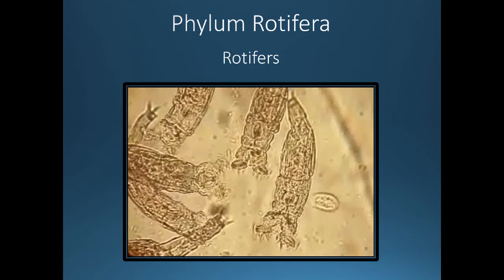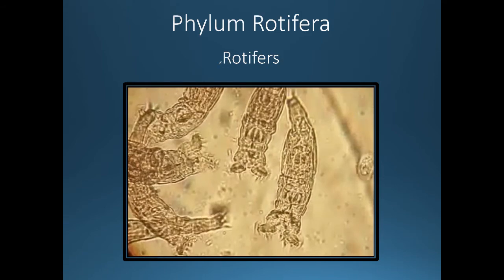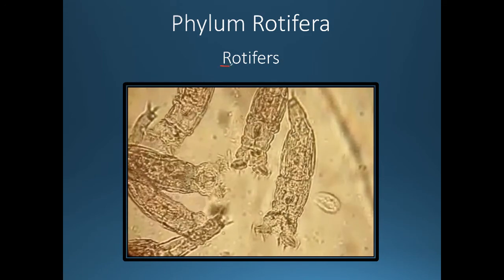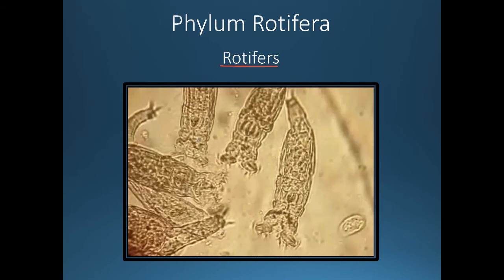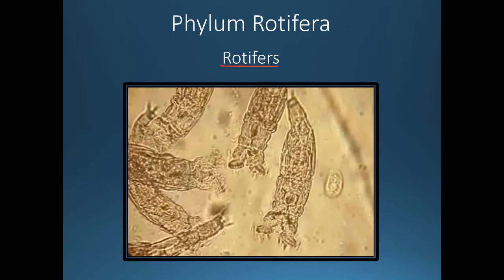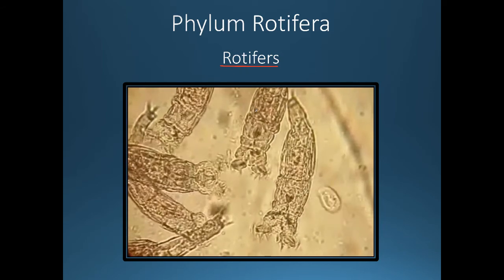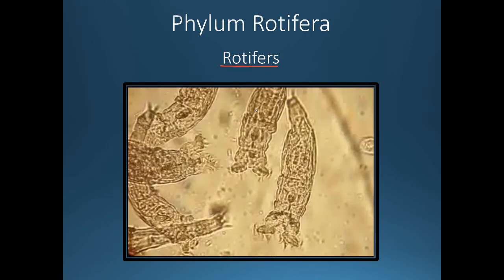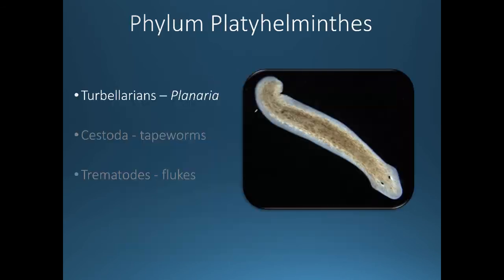Here you see the phylum Rotifera. And the example I want you to know are rotifers. And you can see cilia here on the ends of them that are helping them feed, pushing nutrients and food into their bodies. The next phylum I'd like you to know are the Platyhelminths. Now this is an important phylum to remember because most of the members of this phylum, the phylum of Platyhelminths, are parasitic. So here are the examples you need to know. You need to know planaria. You also need to know tapeworms.